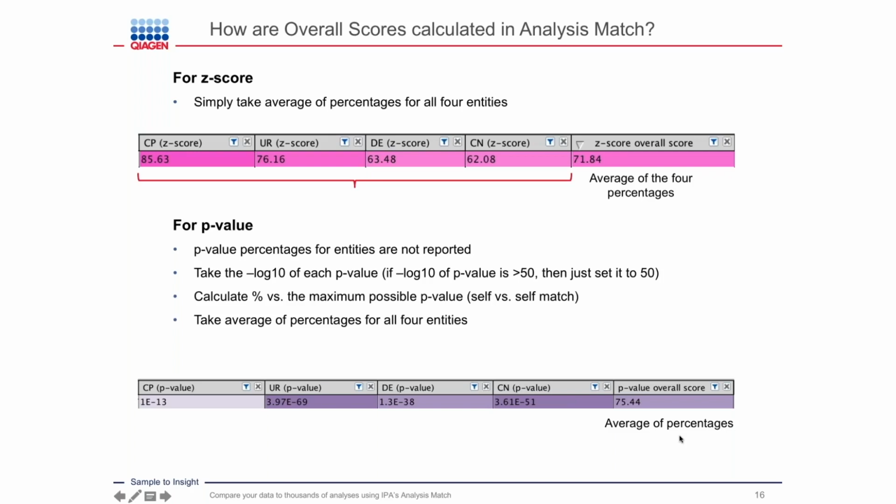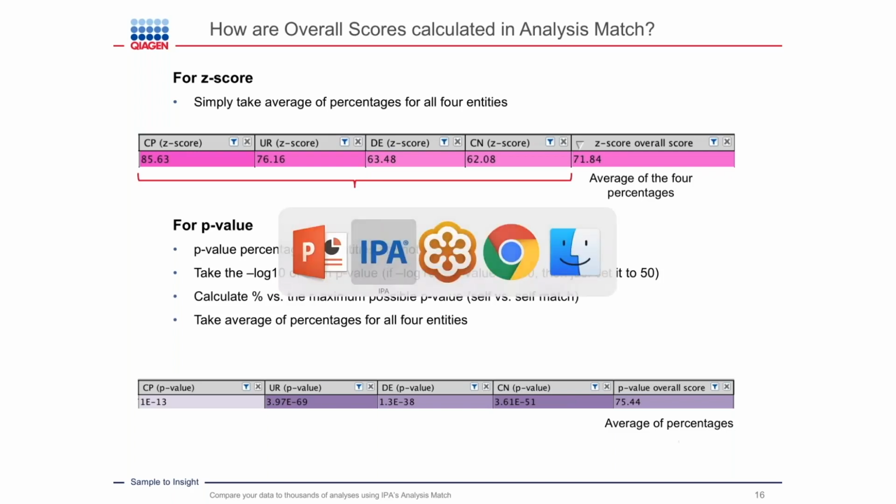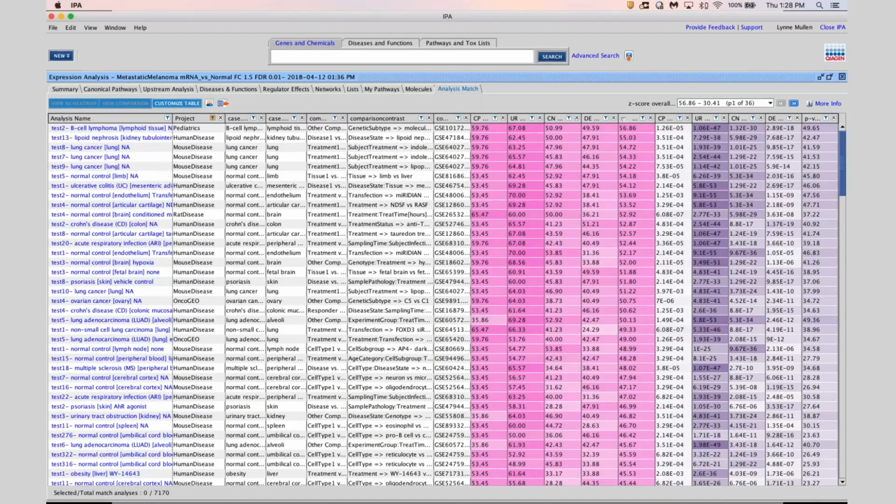All right, let's go back into IPA and we'll take a closer look at those z-scores and p-values and their matches. Now, before we look at the scores of the matches in more detail, I just want to tell you about how you can interpret the names of the matching analyses. The analysis name is structured so that it starts with test and a number. This terminology refers to the specific comparison that was run from the public data set.